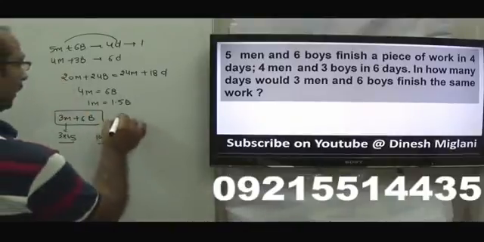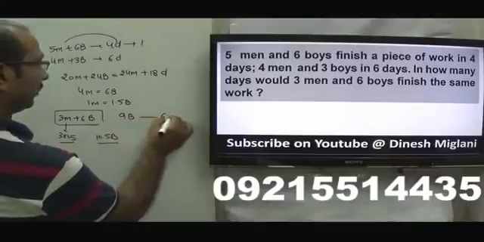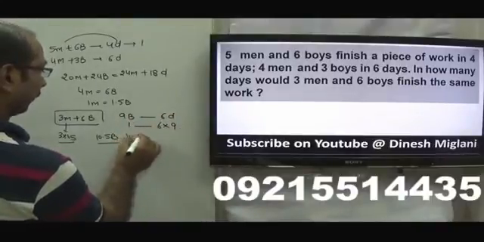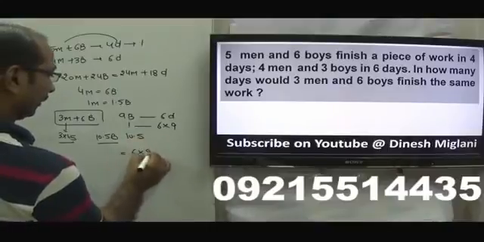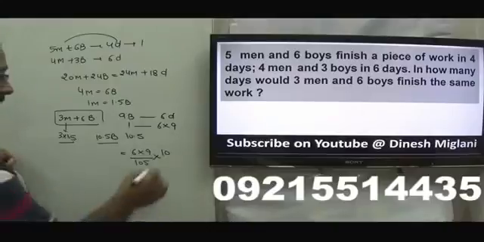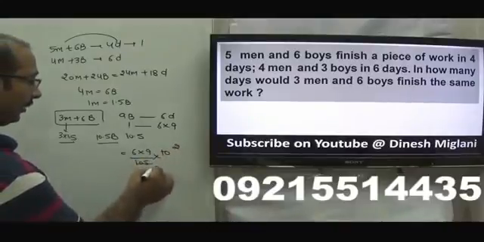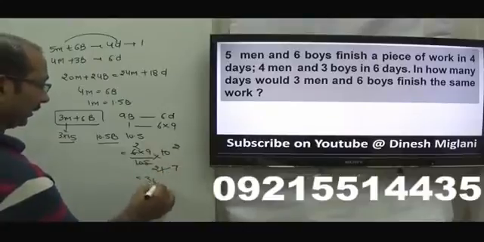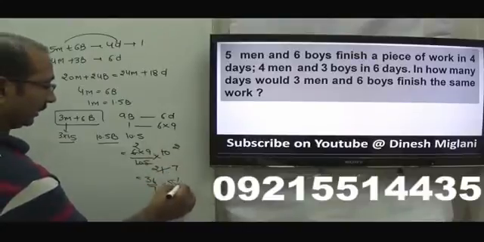So I can say that 9 boys can do the work in 6 days. 1 boy can do the work in 6 into 9 days. And my boys are 10.5. So I can say 6 into 9 by 10.5, that is 105 into 10. Okay, just solve it. 5 will go on 2, 5 will go on 21, 3 will go on 2, 3 will go on 7. You can say 36 by 7 or 5 1/7 days.